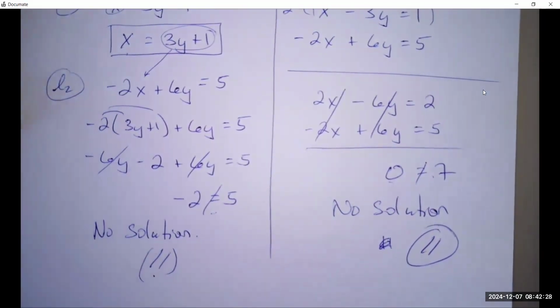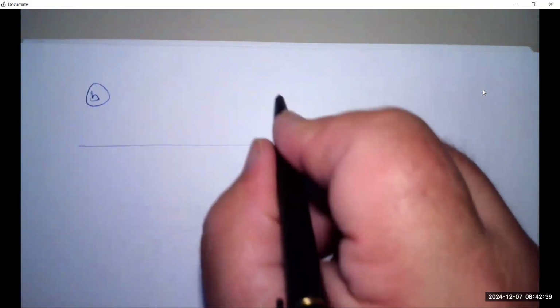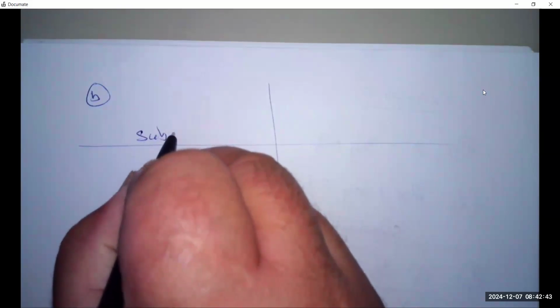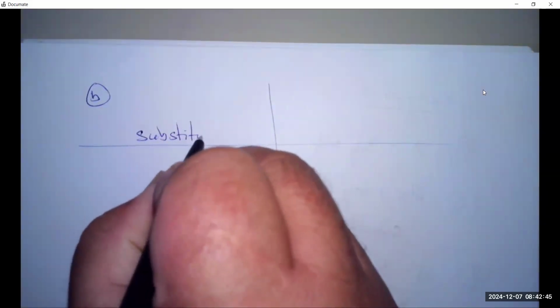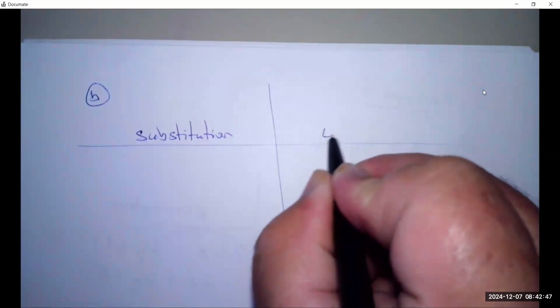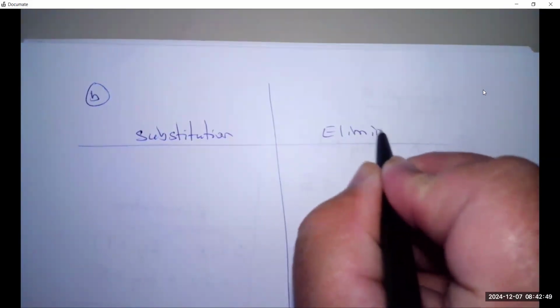All right, so let's look at the other. So this is one for parallel. Let's look at an example for perpendicular, what it would look like. And we're going to do both things here. We're going to do substitution and then elimination.